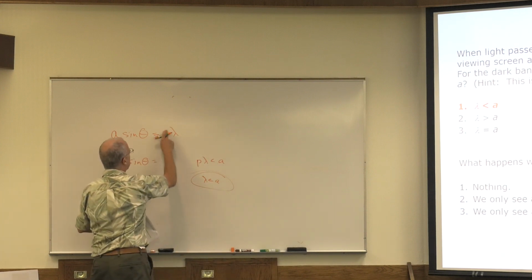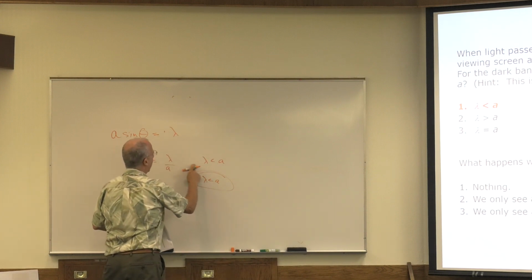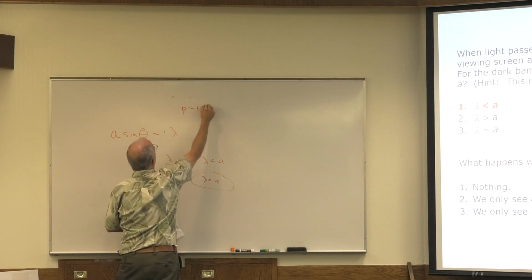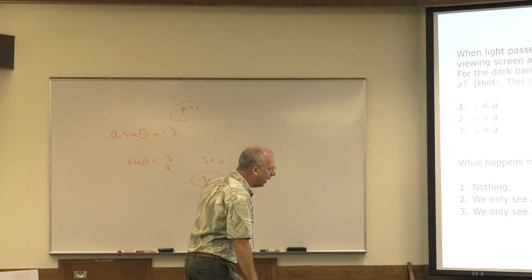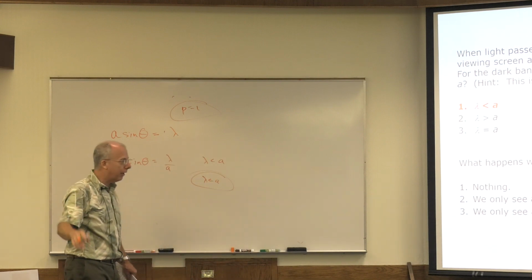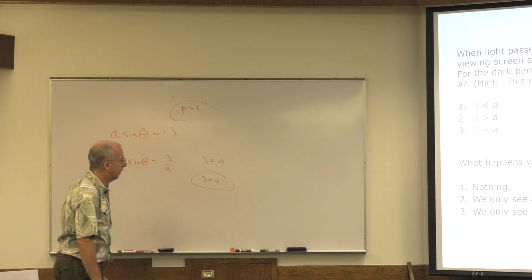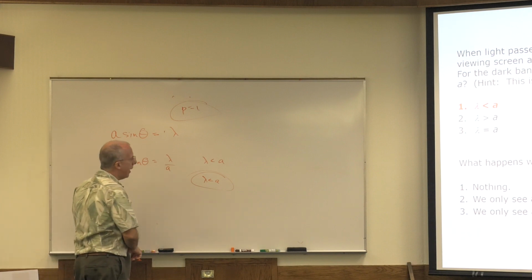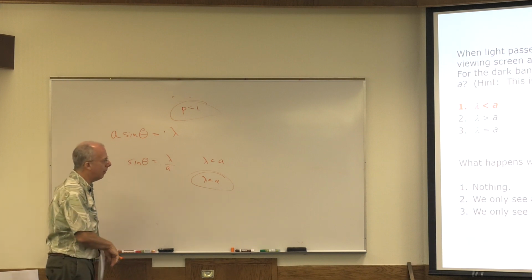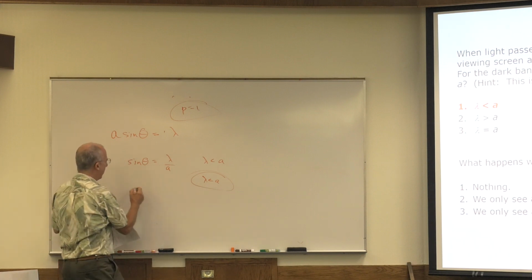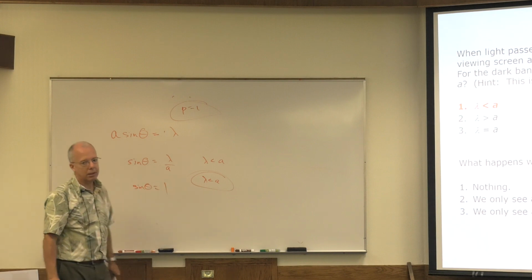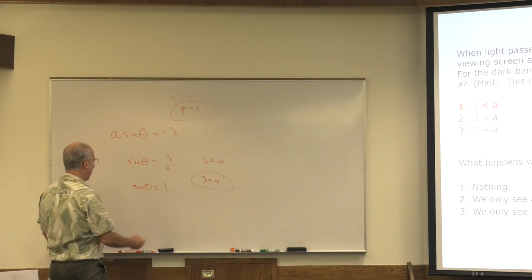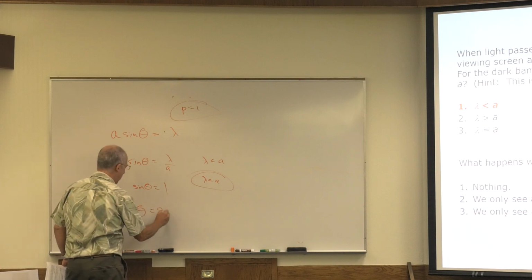Okay, let's forget about the P. Let's say P equals 1. Make it simple. Okay, what happens when lambda equals A? So pause your video and figure it out. Again, this is a math question. When lambda equals A, you have sine theta equals 1. Well, what's theta? Sine of what equals 1? 90. So theta is 90 degrees.